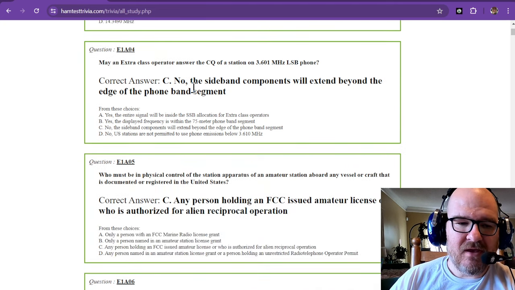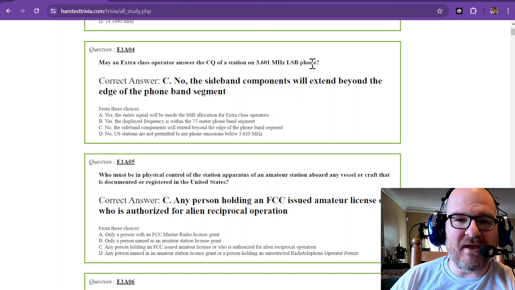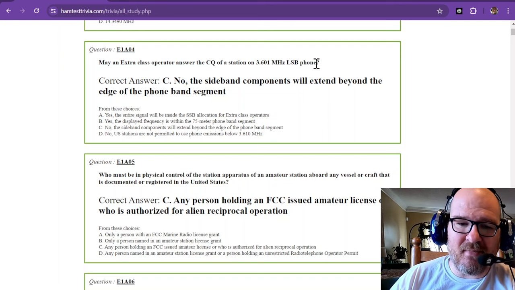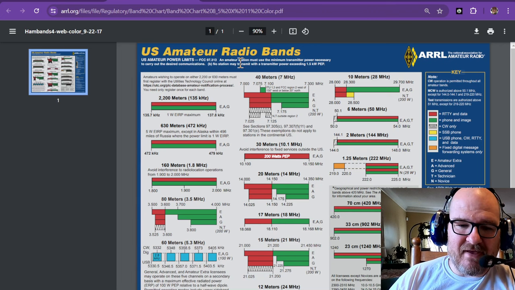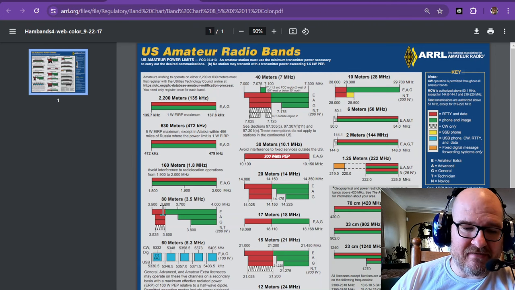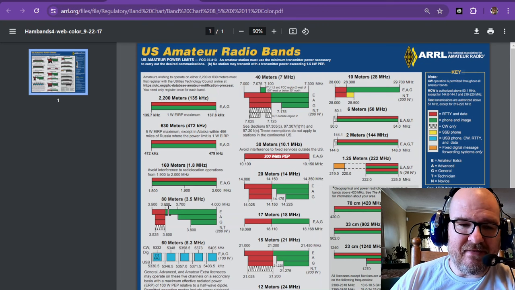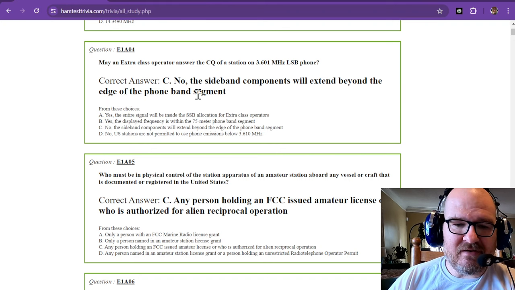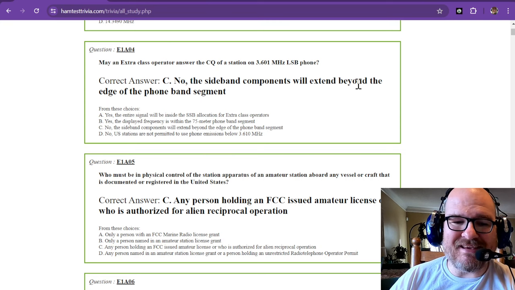megahertz. May an extra class operator answer the CQ of a station on 3.601 megahertz lower sideband phone? Now, not every country has these same limits. So if you look at 80 meters, 3.600 is as low as we can go. So at 3.601, if you transmit there, you're going to fall into the CW and data portion. And that's a no-no. So the answer is no. The sideband components will extend beyond the edge of the phone band segment.